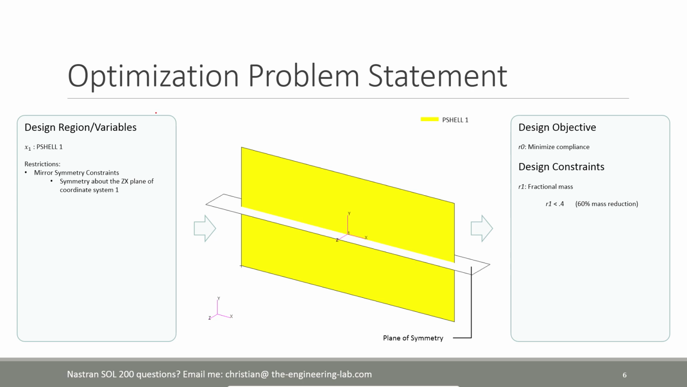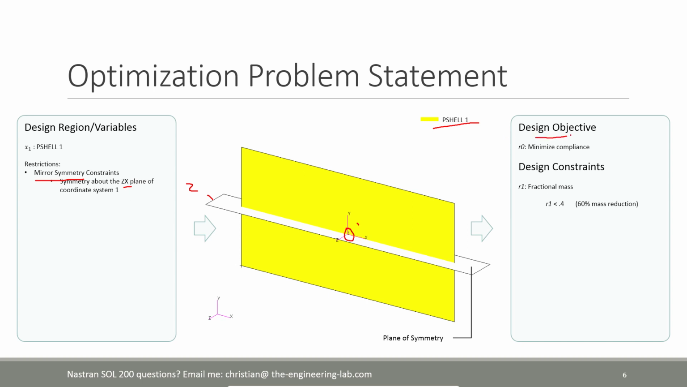Let's quickly go over the optimization problem statement, I should say. This entire plate, if you will, is associated with P shell 1. We are going to set this P shell 1 as the design region. We are also going to impose a mirror symmetry constraint. We are going to, 1, define this coordinate axis system, and number 2, we are going to define the symmetry plane. Here you can see that according to coordinate system 1, the symmetry plane is xz.